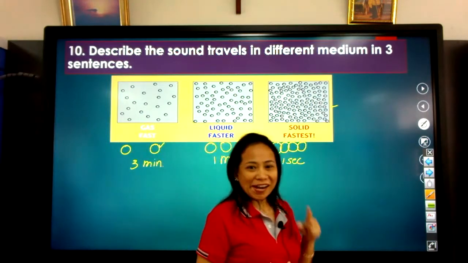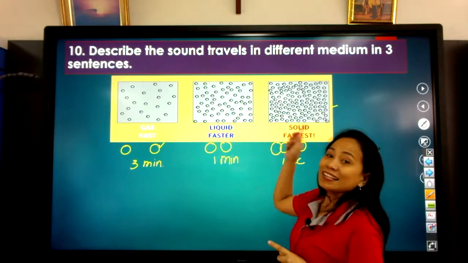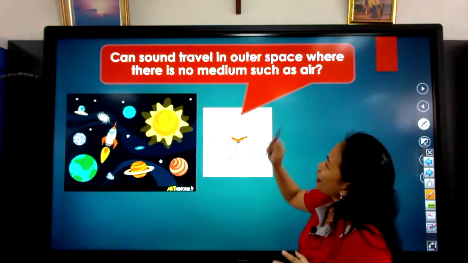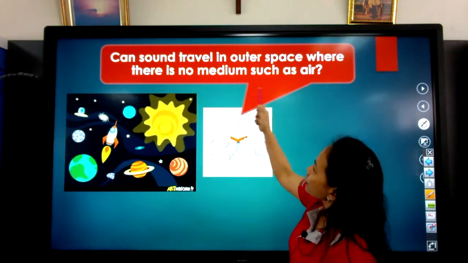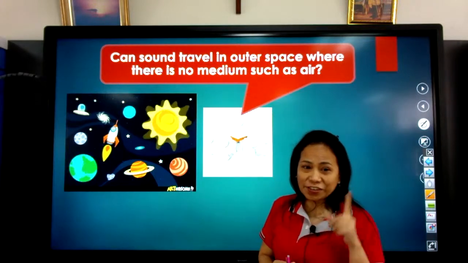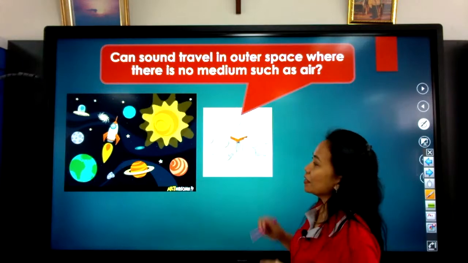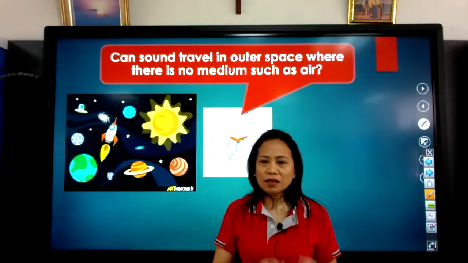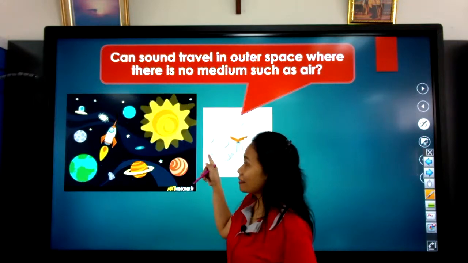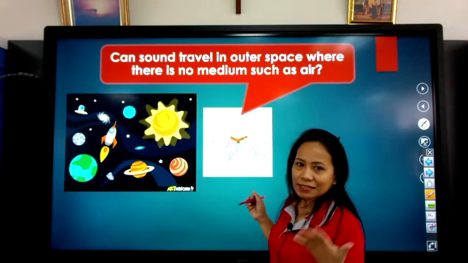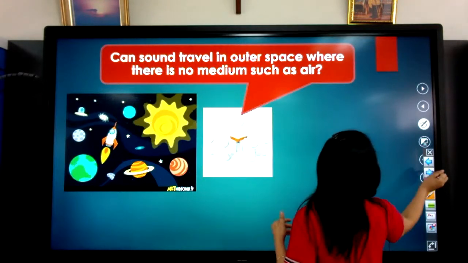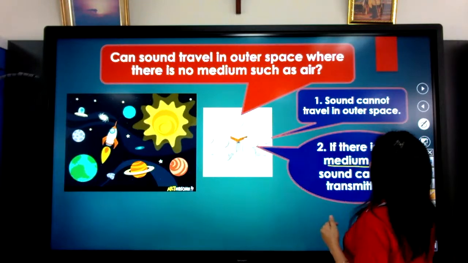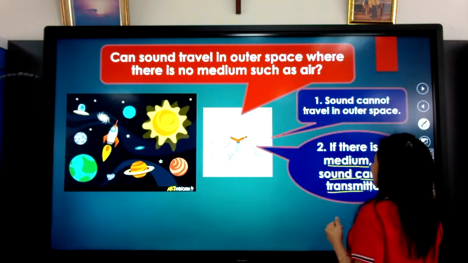Correct. Okay, no air, or meaning no medium for transmission. Very good. So here's the question. Can sound travel in outer space where there is no medium such as air? So your answer is no, right? Very good. Because sound cannot travel in vacuum. So meaning, if there's no medium, no solid, no liquid, no gas, sound cannot travel. So, number one, sound cannot travel in outer space. And if there is no medium, no sound can be transmitted.